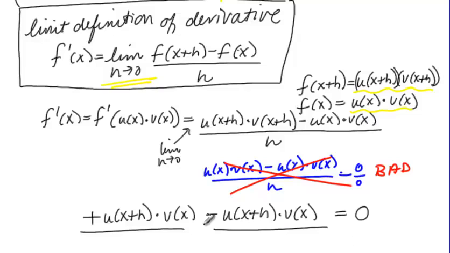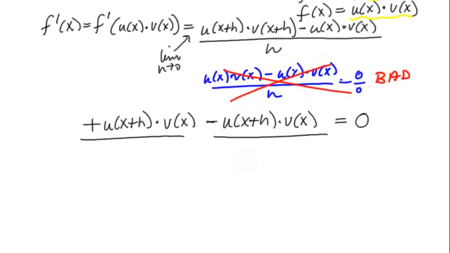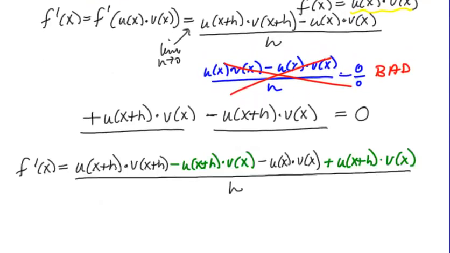So essentially, we're going to add and subtract 0 from the numerator, and that's going to help us solve this problem. So let me show you how that works. All right, so I've rewritten my derivative. Oh, and I have to put in this limit definition. Do any of you guys forget that? That drives me crazy.